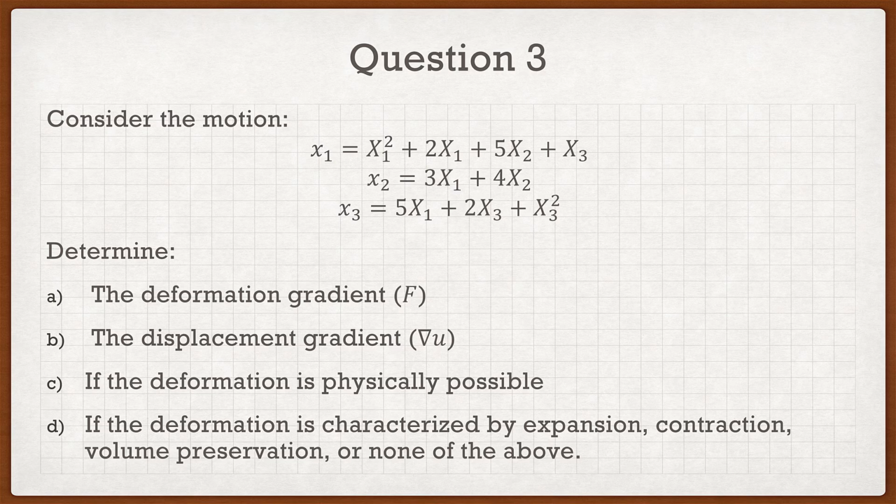Then the question asks us in part C and part D to determine some characteristics of the deformation. So part C asks, is the deformation physically possible? While part D asks, is the deformation characterized by expansion, contraction, volume preservation, or none of the above? So a lot of you guys may be asking, what is the none of the above option? Well, that's the case if the deformation is physically impossible. So if we get that it's impossible, we answer none of the above. However, if the deformation is physically possible, it'll either be expansion, contraction, or volume preservation. So we're going to have to keep a lookout for that.